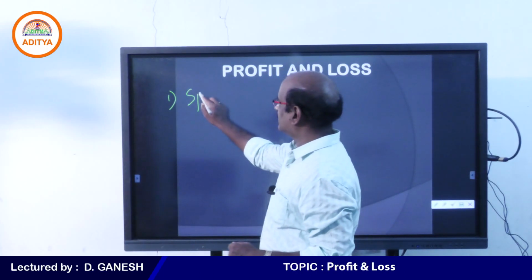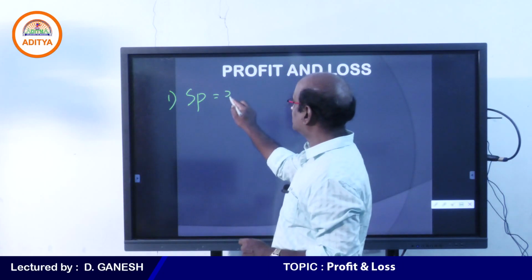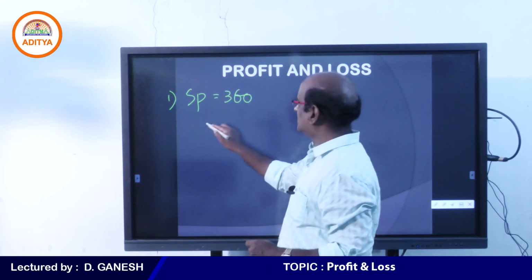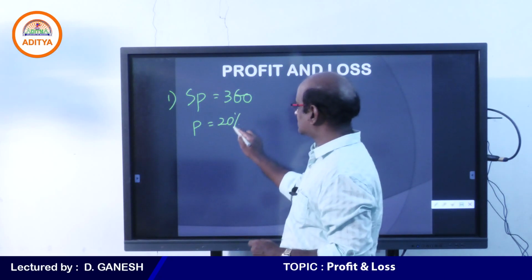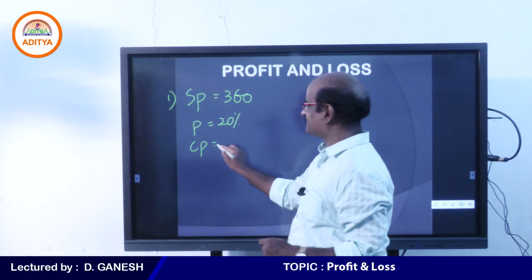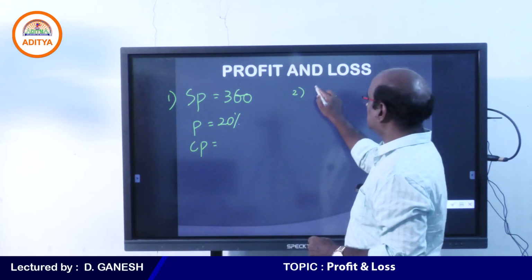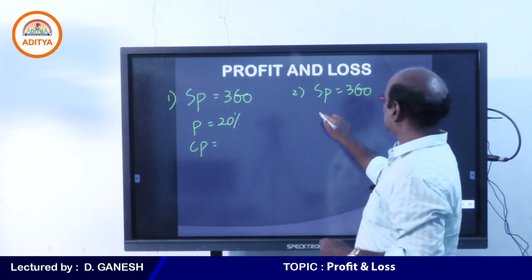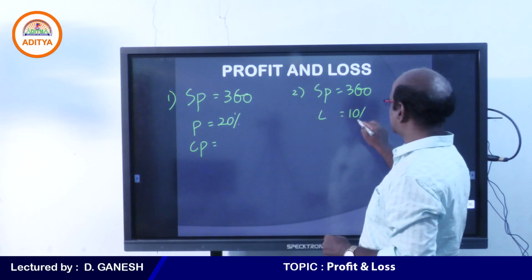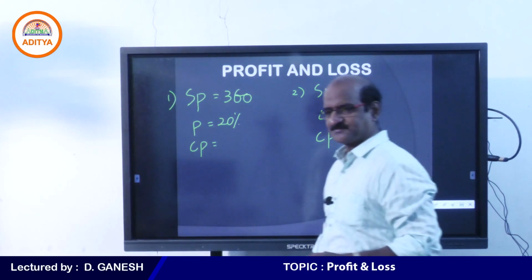When the selling price of an item is given, let me suppose an article is sold for 360 rupees. If a trader gets a profit of 20%, what is the cost price? By selling an article for 360 rupees, if the trader loses 10%, what is the cost price?